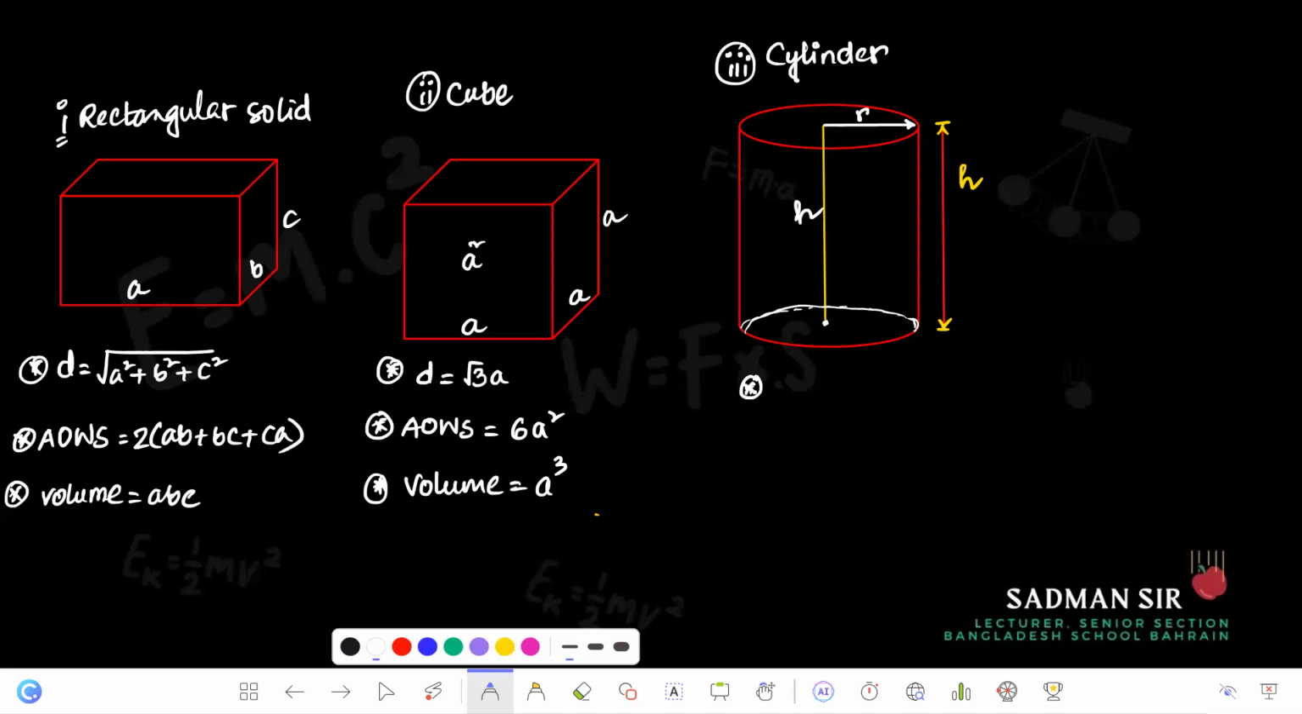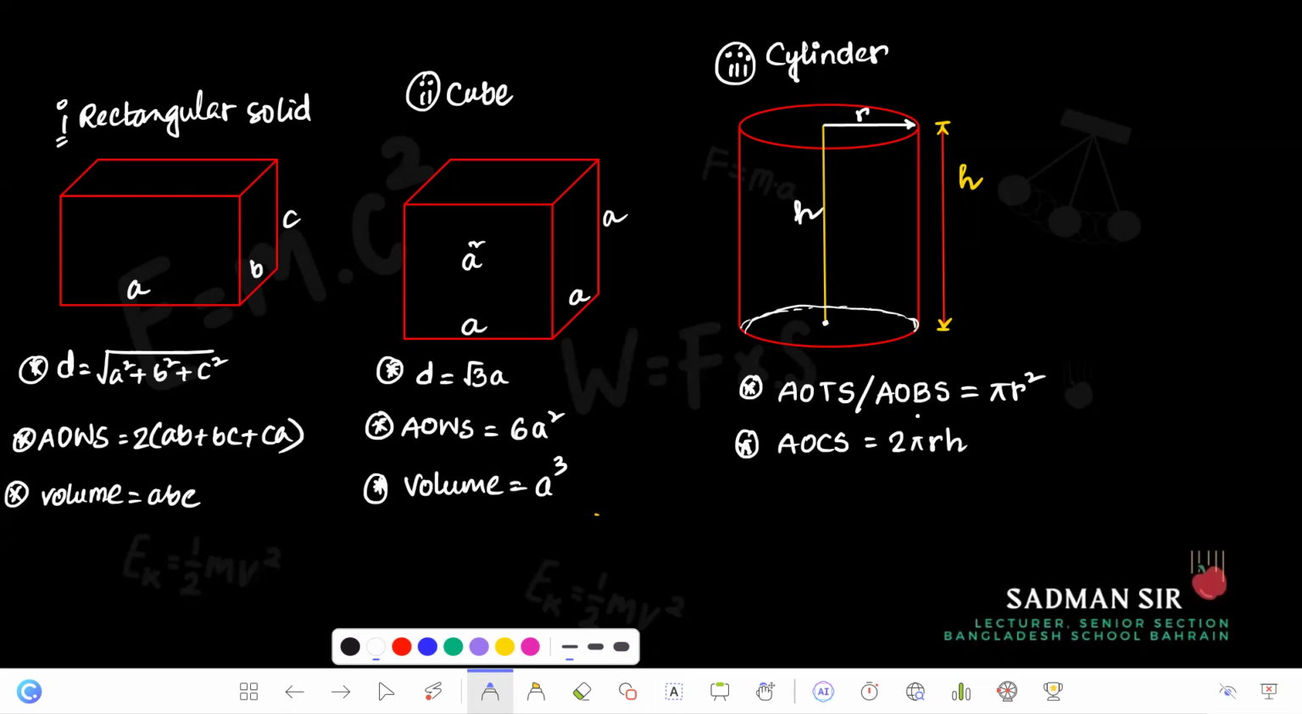Now what will we be asked to calculate? We might be asked to calculate the area of the top surface or the area of the bottom surface. Top surface is also a circle and the bottom surface is also a circle. So the area of them will be the area of a circle which is pi r square, and then the area of the curved surface is 2 pi r h.